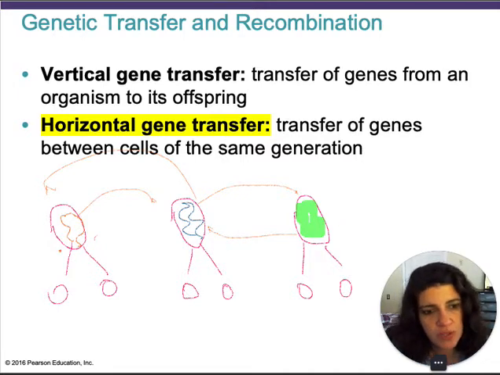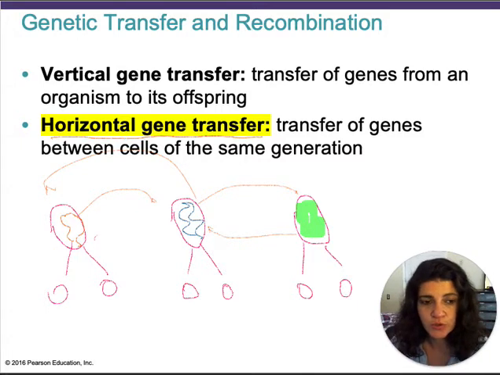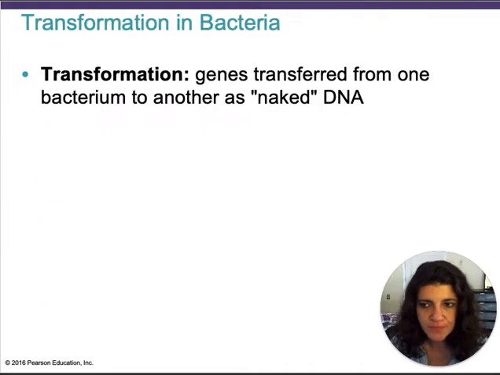So do you agree that what we're talking about now is horizontal gene transfer? I hope you do, because it's true. So horizontal gene transfer can happen through 3 different processes that are called transformation, transduction, and conjugation. So that's what we're going to talk about now.